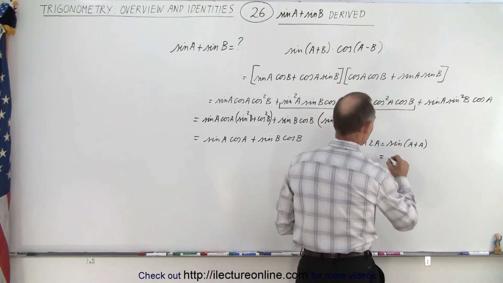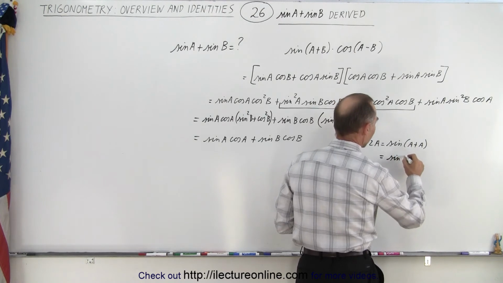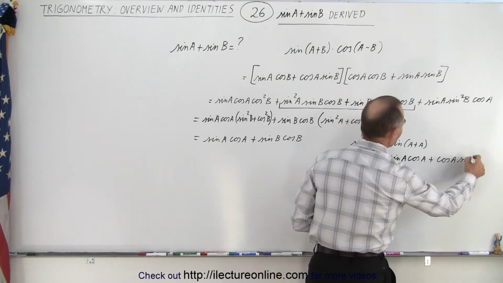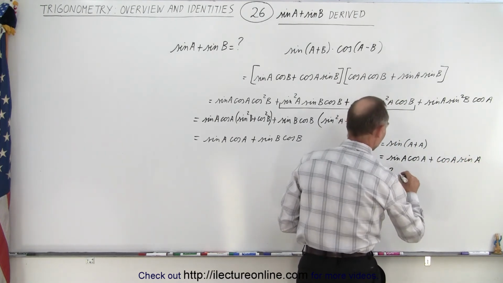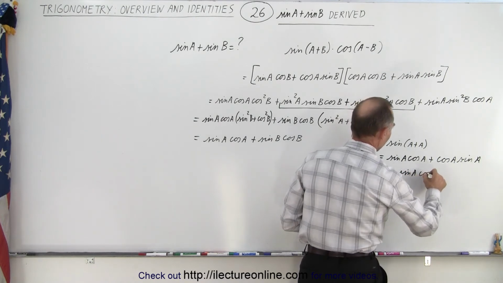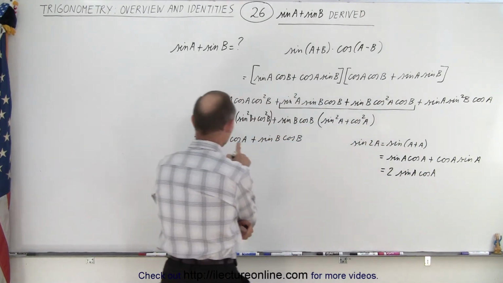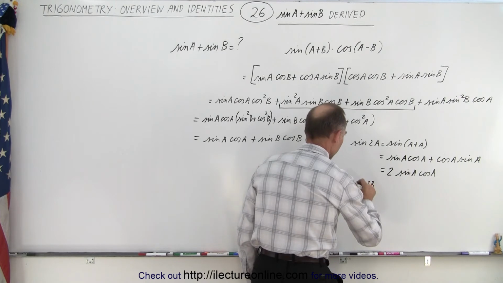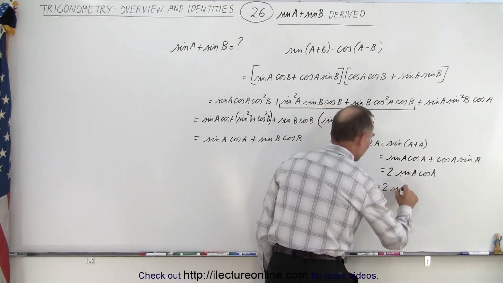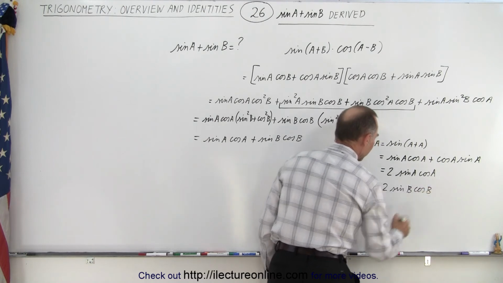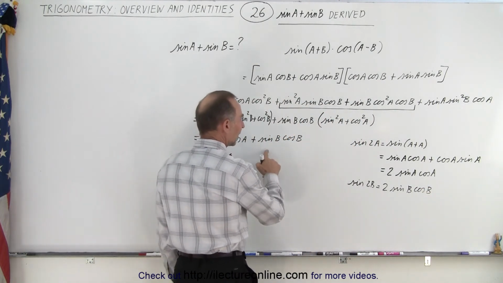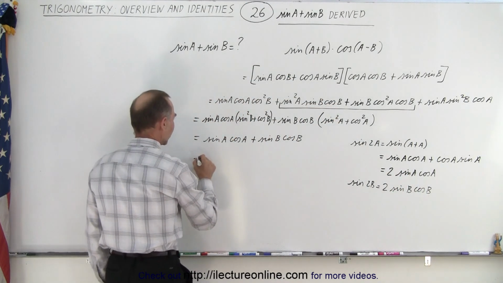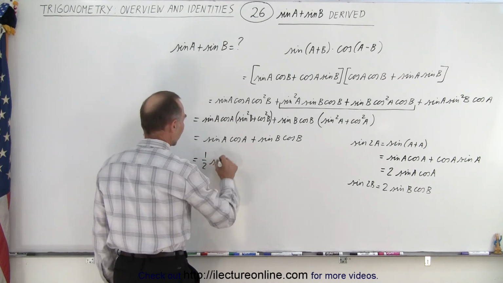All right, so this would be equal to the sine of A cosine A plus cosine A sine A, because the angles are the same. And so this becomes 2 times the sine A times the cosine of A. And that's what I have over there. So likewise, the sine of 2b can be written as 2 times the sine of b times the cosine of b, which means that the sine A cosine A can be written as 1/2 the sine of 2a.